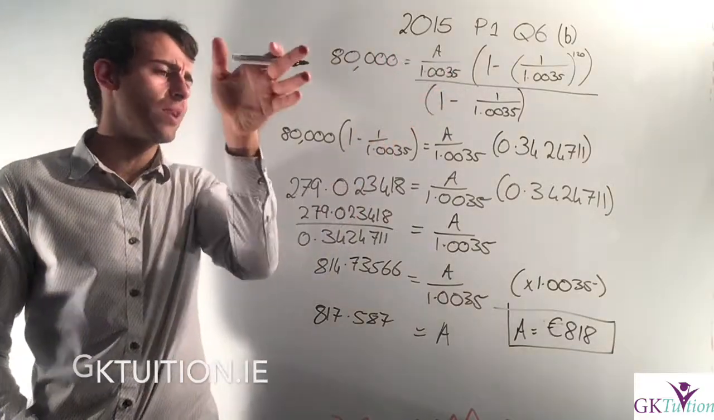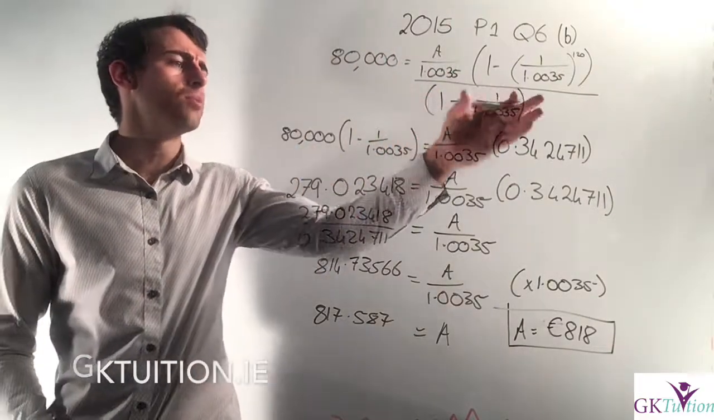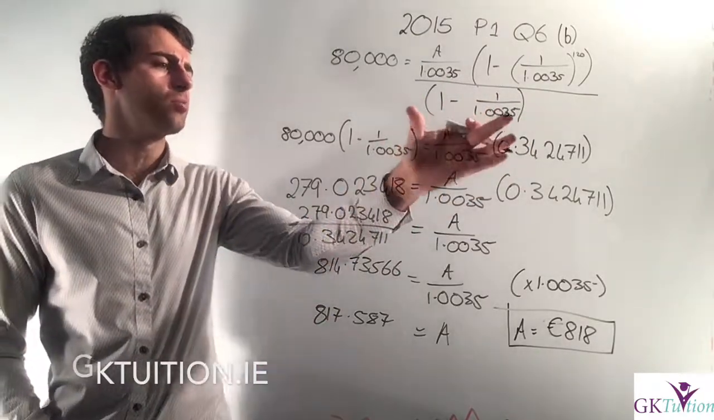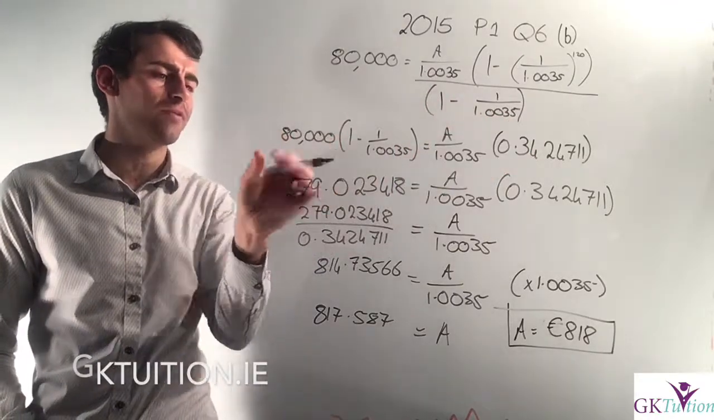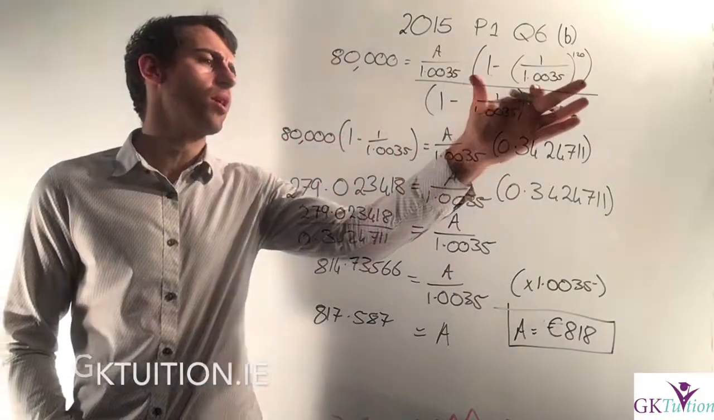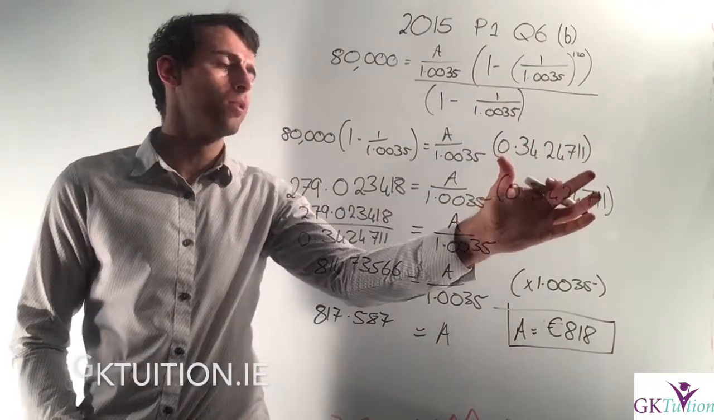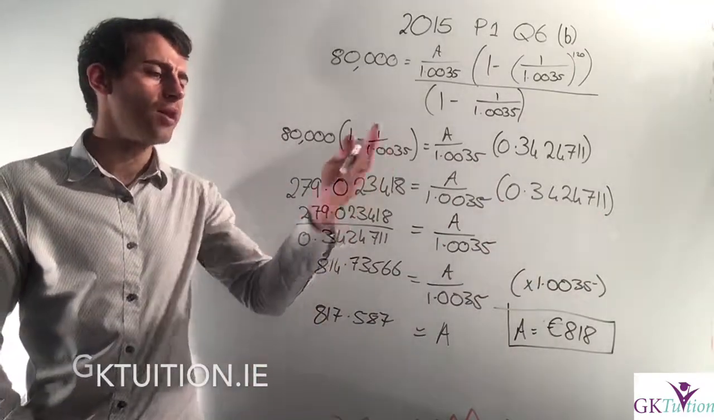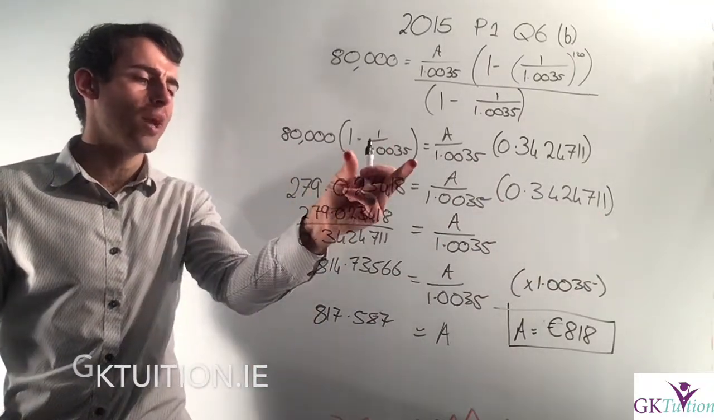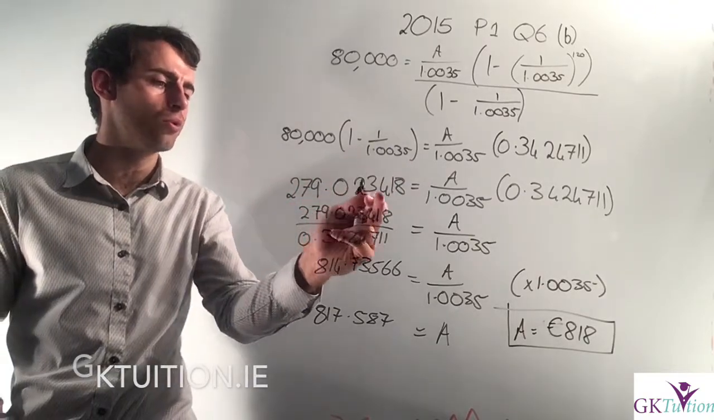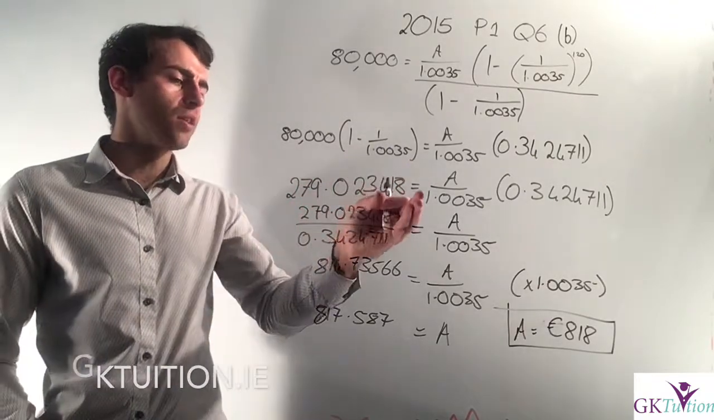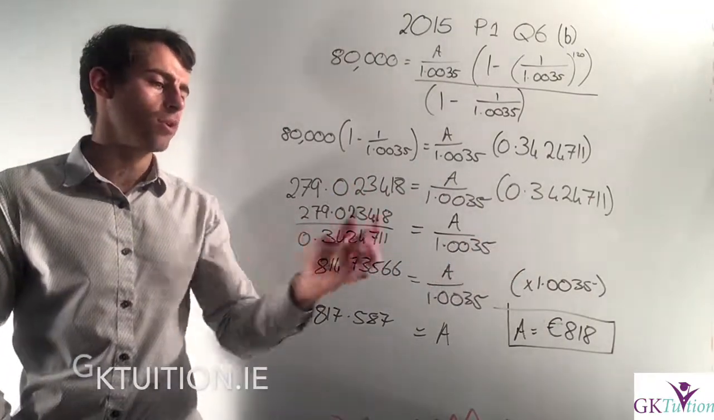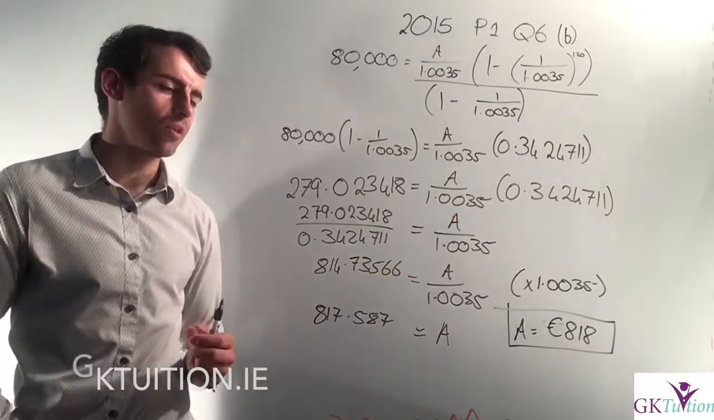So I started off, this is where we left the last frame, and I decided to multiply both sides by 1 minus 1 over 1.0035, which essentially just means the bottom of the right hand side multiplied by the left. What I also did was take this bracket on the top of my fraction, plug it into my calculator, and get 0.34247111. On the next line I've multiplied 80,000 by this bracket, and I got 279.023418. On the next line I'm dividing both sides by 0.34247111 in order to isolate my A over 1.0035.